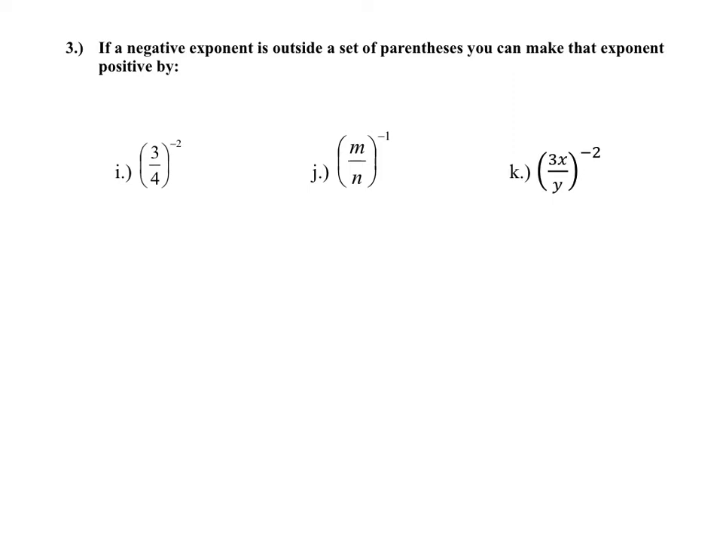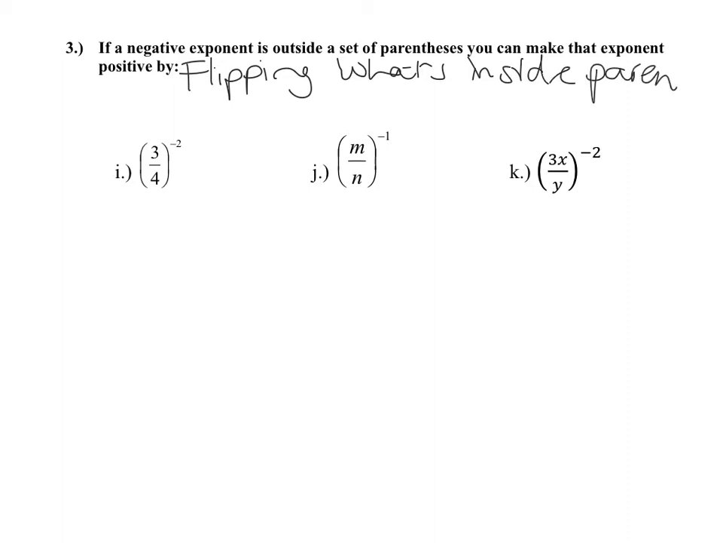Alright, so now if you have a negative exponent on the outside of a set of parentheses, you can make that outside exponent positive by flipping, or finding the reciprocal of, what's inside the parentheses. So flipping what's inside parentheses. Sorry, my handwriting gets really bad with this weird pen. And so when you flip it, that doesn't change any of the exponents on the inside of the parentheses. It only changes the outside exponent. So just to make that guy right there positive, I flip the inside.